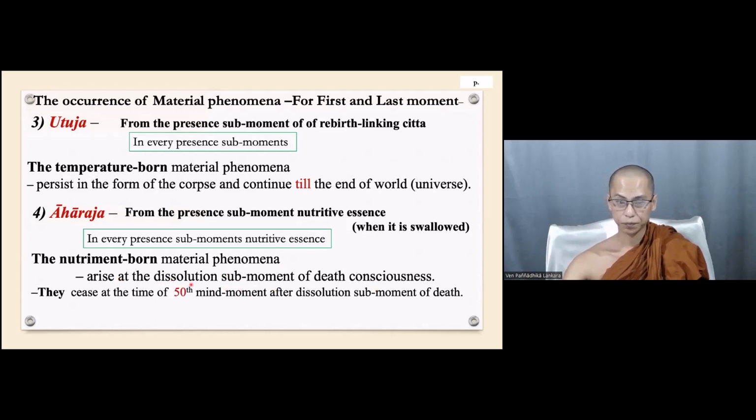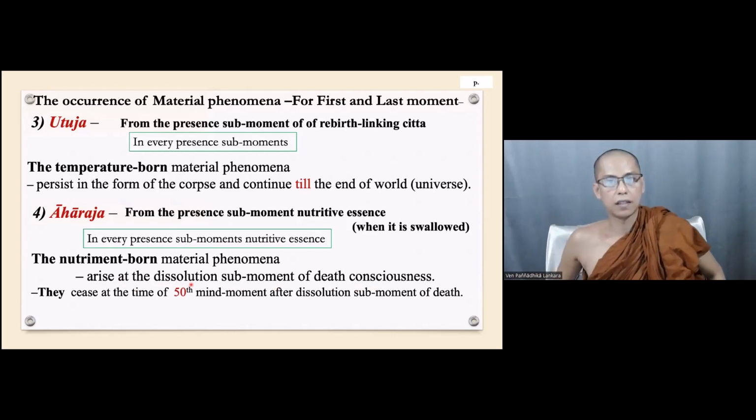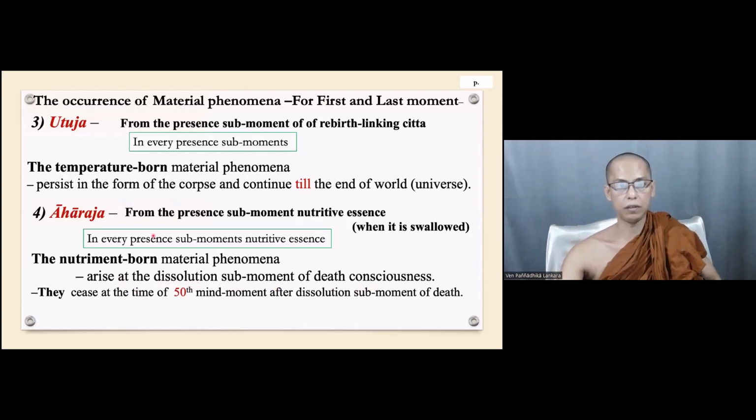So here, this is second, less compared to the Utuja. The Utuja materialities continue to the end of the world. So compared to the Utuja, it is earlier, with less moment. Here, compared to the karma-born materiality and consciousness-born materialities, it is later, because even at the dissolution sub-moment of death consciousness, we can find the nutriment-born material phenomena produced by the nutritive essence.